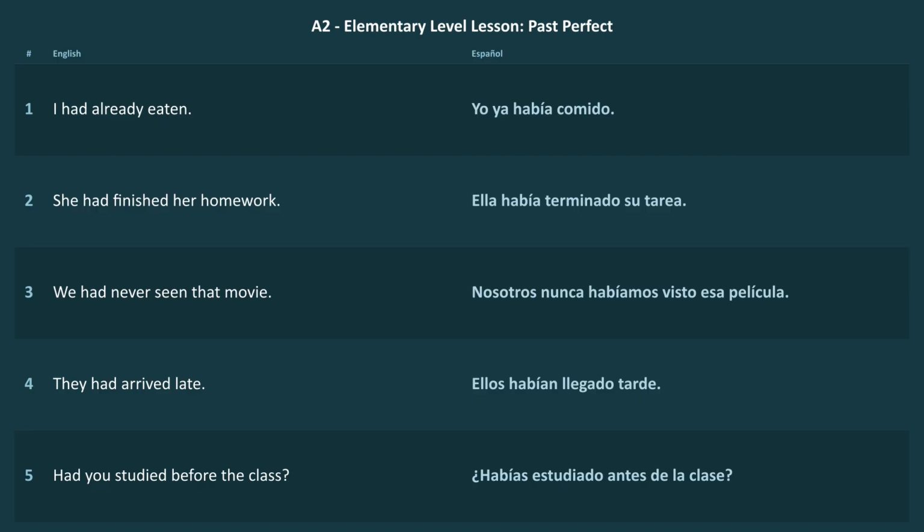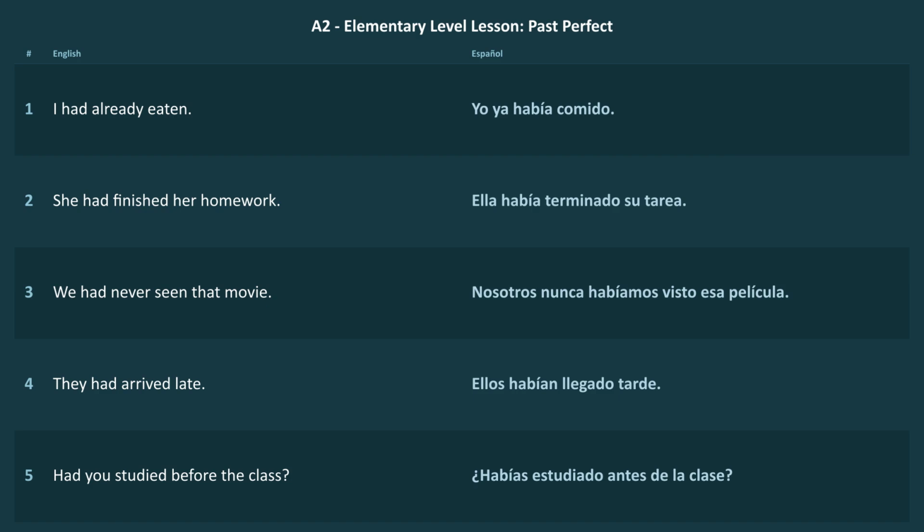Let's build one. I had already eaten is yo ya había comido. Notice ya means already. That little word shows up a lot with the past perfect. How do you say I had already eaten in Spanish? Yo ya había comido. Good. Say it once more in your head. Yo ya había comido.